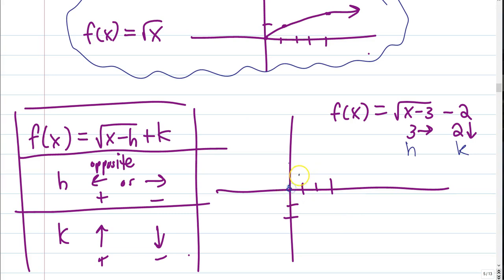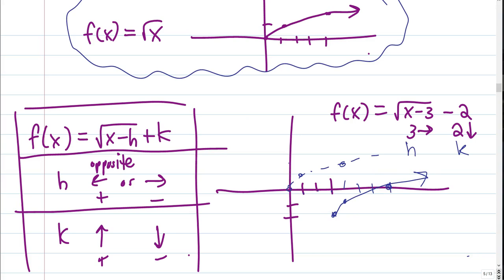So here was our graph before. 1, 2, 3, 4, 2, right? This was our graph before. If I take each of those points and shift them 1, 2, 3 to the right and 2 down, this point, 1, 2, 3 to the right and 2 down, and this one, 1, 2, 3 to the right and 2 down, then this is what our new graph will look like.